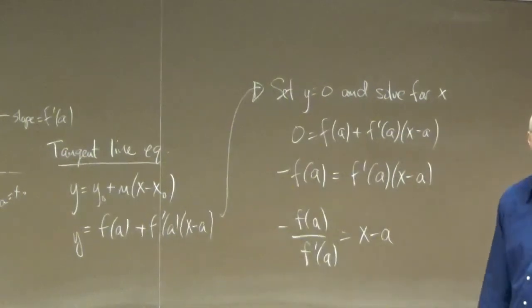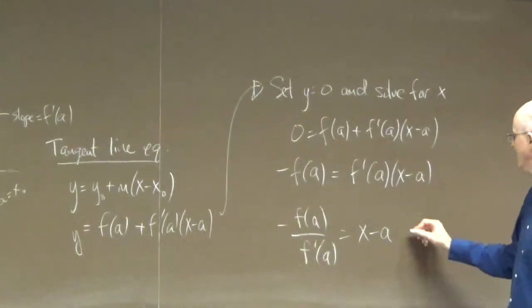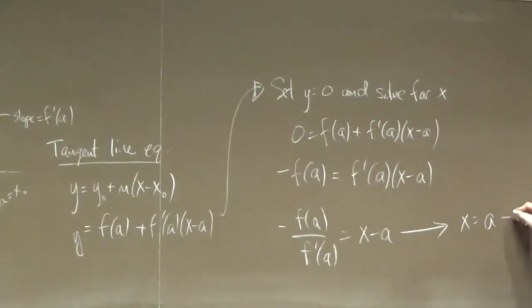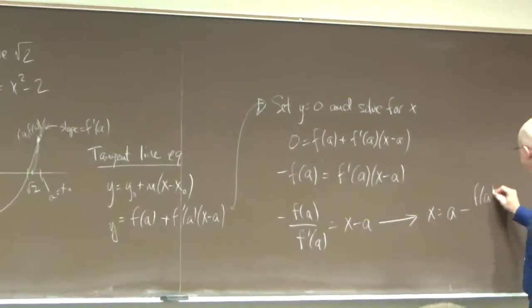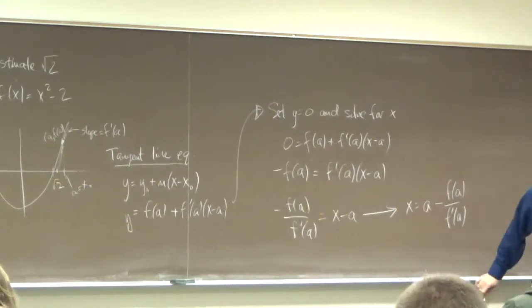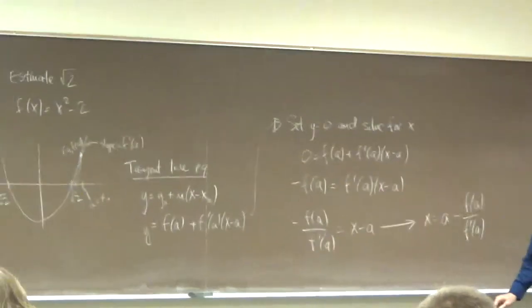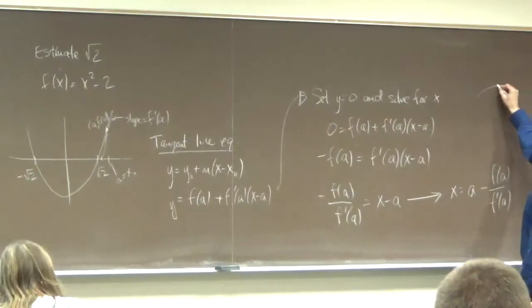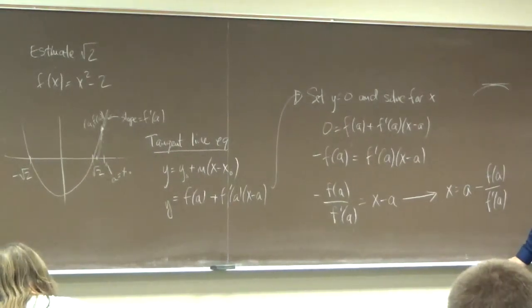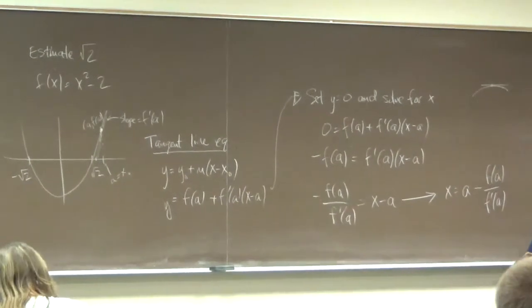A is just a number. We're trying to solve for x. Add A to both sides. X is going to be A minus f of A divided by f prime of A. That's the x-intercept, as long as f prime of A is non-zero. If you think about it, if f prime of A was equal to 0, then you'd have a horizontal tangent. It would not have an x-intercept, unless it was on the x-axis itself already.